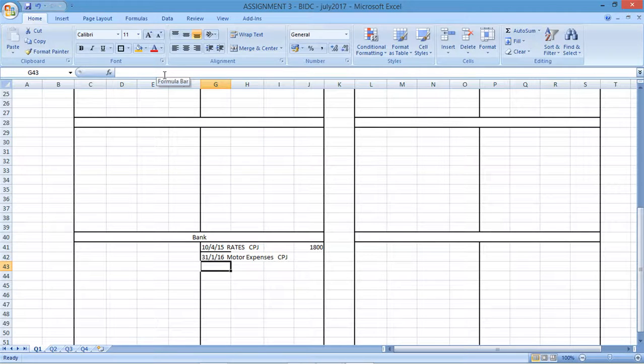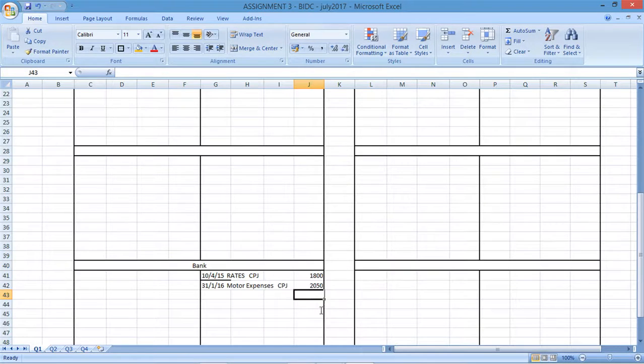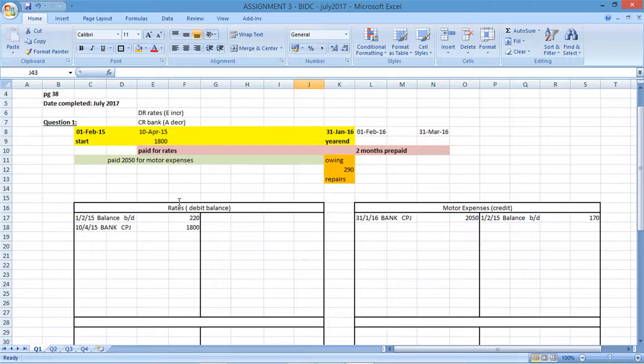Perfect. So now we've got an idea of what actually happened during the year. There were payments made for motor expenses during the year, and we need to put the amount in, 2,050. Great. So that's the first bit. Now I've captured that, and I've captured this. Now we need to provide for the adjustment, because they say show the amounts transferred to the income statement and balances brought down on 1 February.